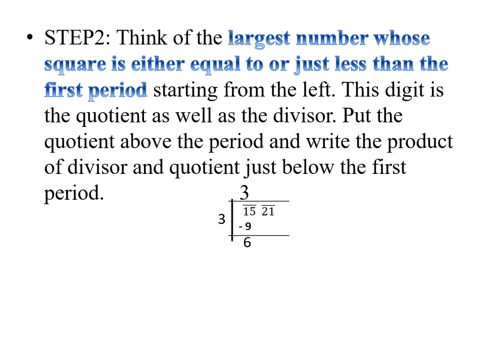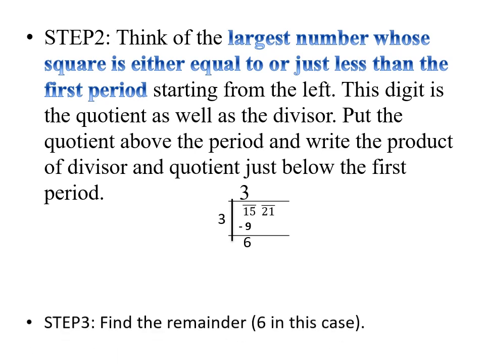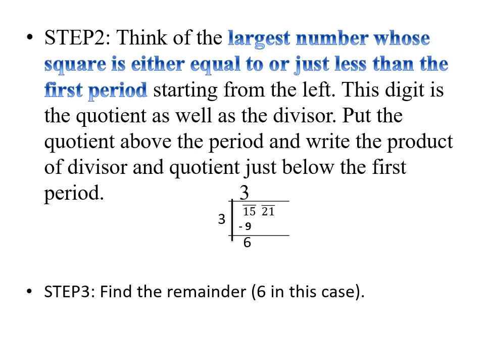So here we have taken 3 as the divisor and in the quotient also 3. So 3 3s are 9. Write that product just below the first period. So 15 minus 9 is equal to 6. So here the remainder of the first case is 6.